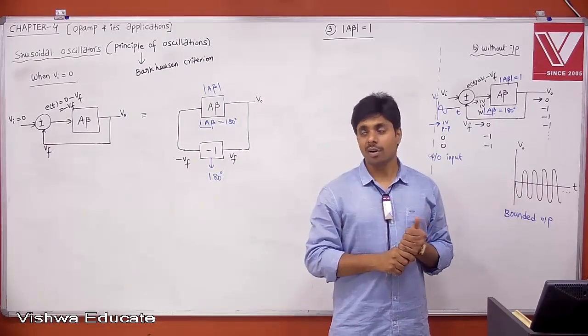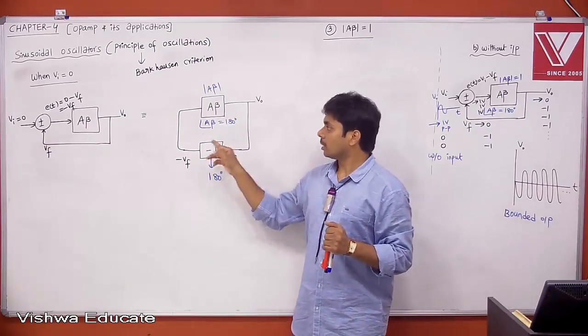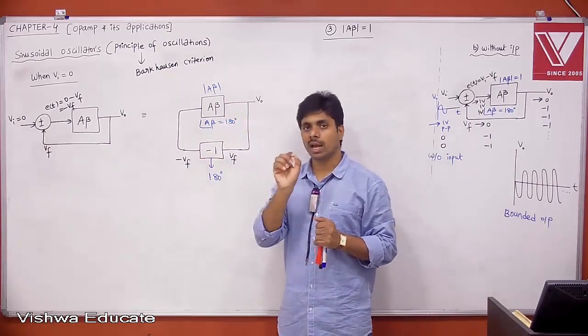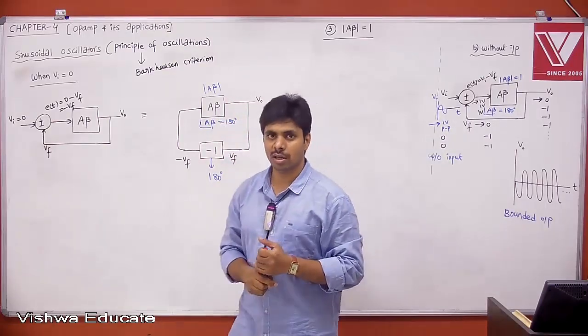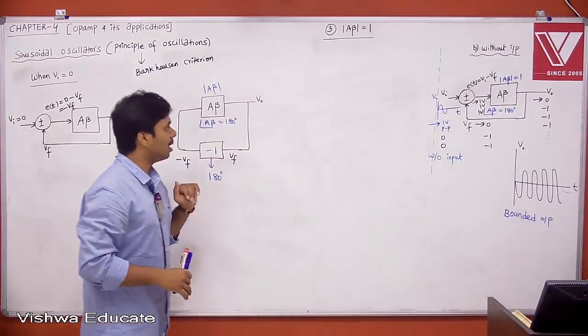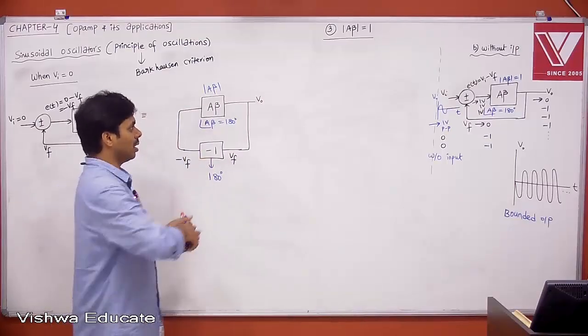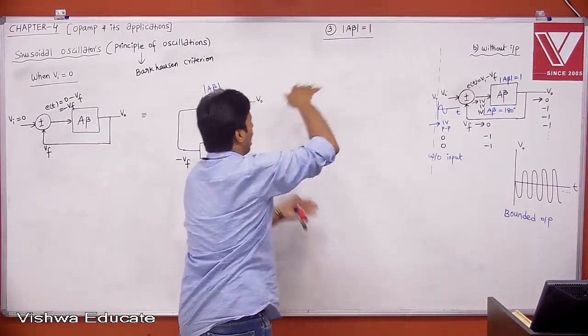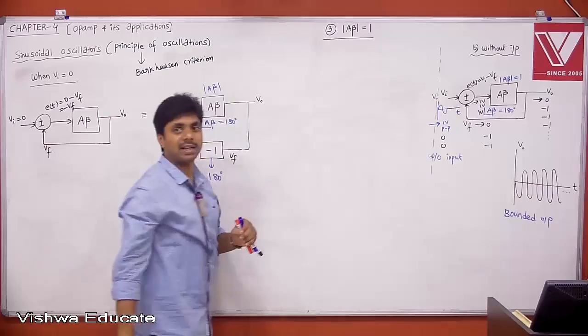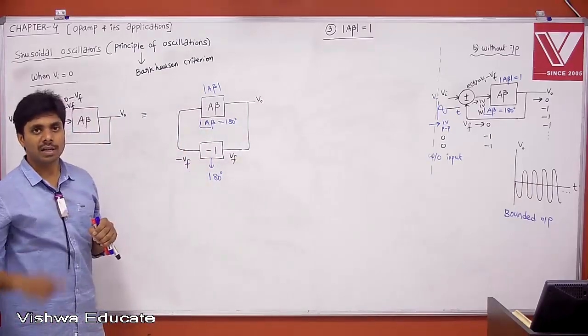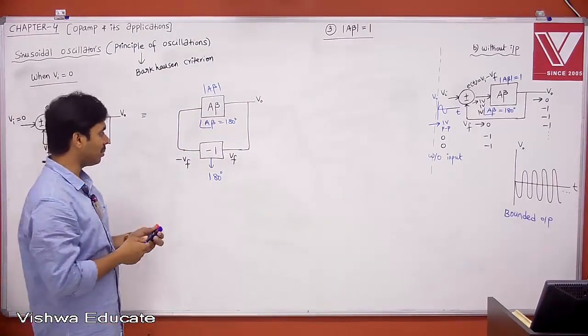Okay. Therefore, only at one frequency is the total loop phase shift 0 degrees. That is the frequency of oscillations. Once you get oscillations, whether you are getting sustained oscillations, over damped oscillations, or under damped oscillations, that depends on loop gain. Okay. Now write down case 2, or point number 2.